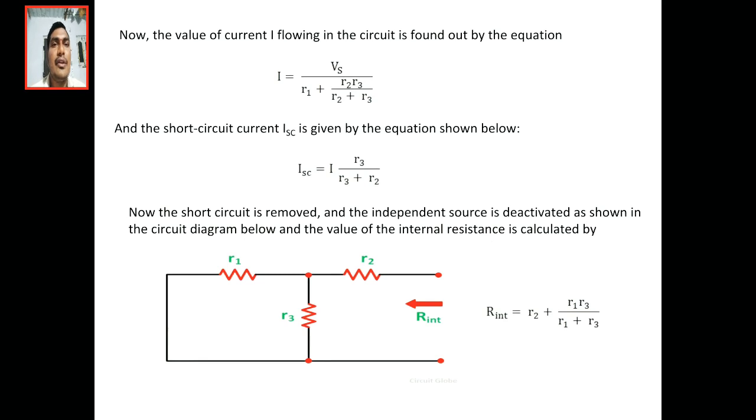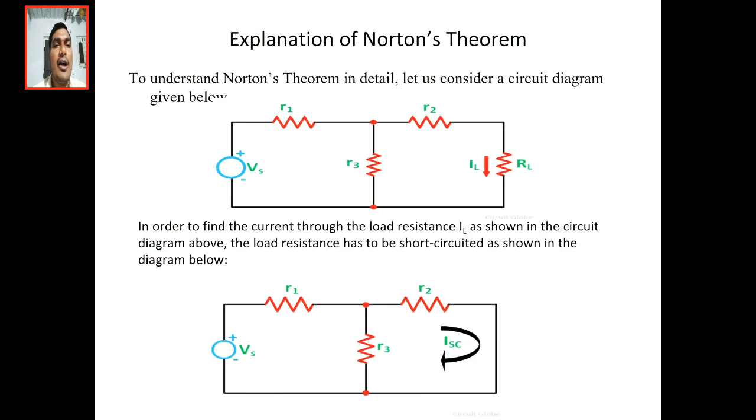Now the value of current I flowing through the circuit is found by the equation I = Vs / (R1 + R2R3/(R2 + R3)), because R2 and R3 are in parallel and this combination is in series with R1. Then we find the current through the voltage supply Vs, which is found by I = V/R.